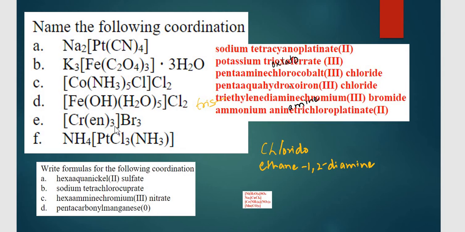This one is tris ethylene diamine, or you can also write ethane 1,2 diamine, chromium 3 bromide. This one is ammonium amino trichlorido platinate 2. Now write the structure or the formula of these coordination compounds.